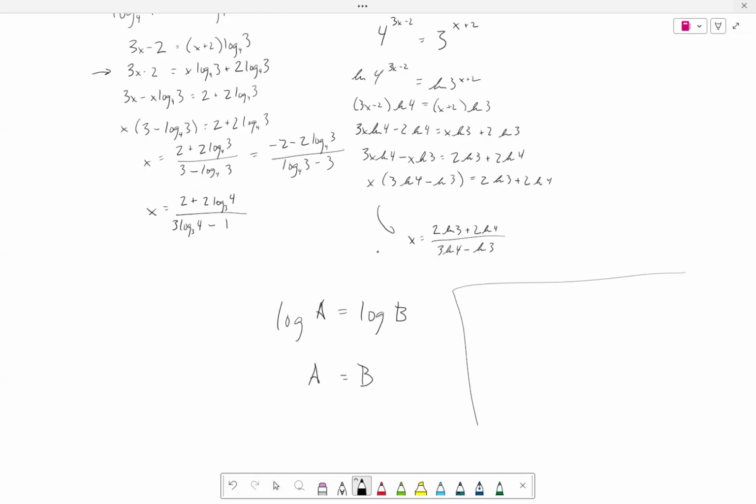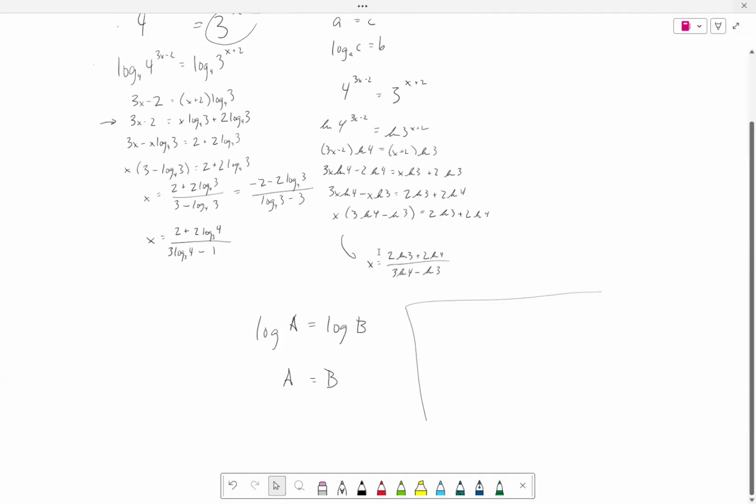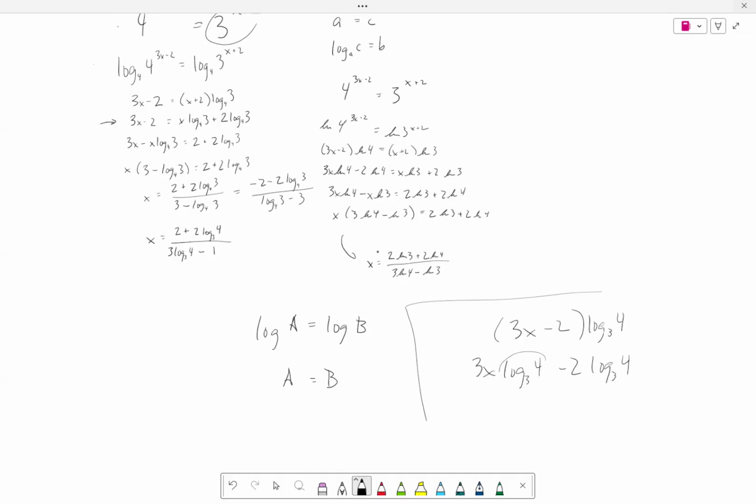I'm having a hard time figuring out where you're jumping in. Log base 3 of 4. Oh, this is just saying 3x times log base 3 of 4 minus 2 log base 3 of 4. And remember, this is just a number. There's no need to get the 3 out. You want to isolate the x eventually. But yeah, you're going to divide by 3 and log base 3 of 4.